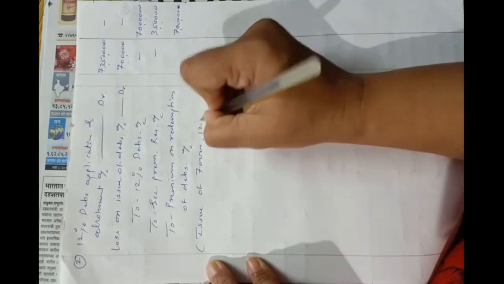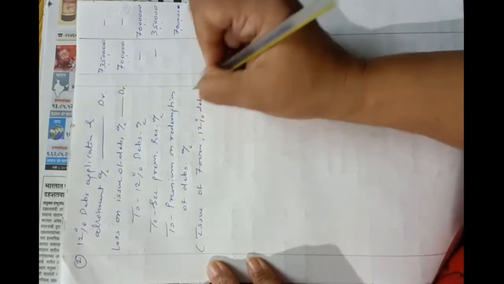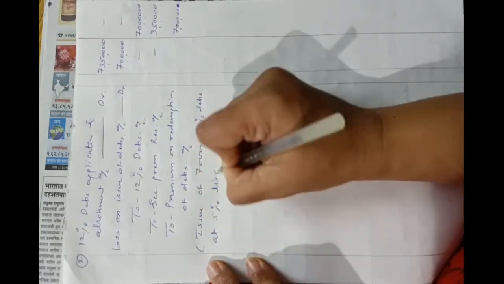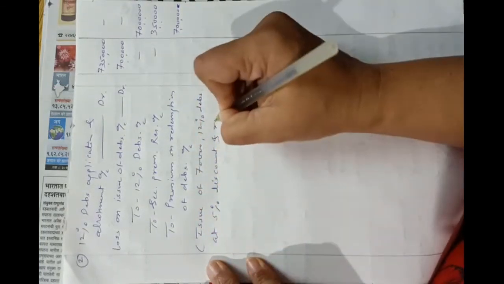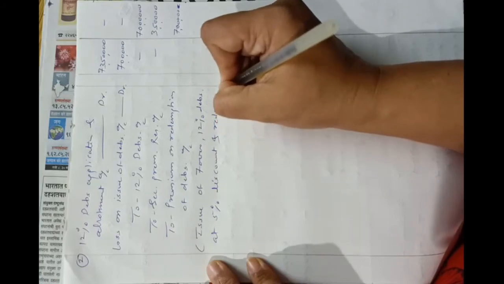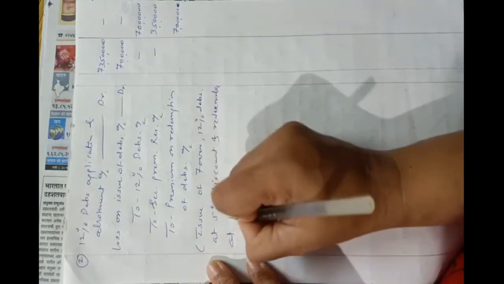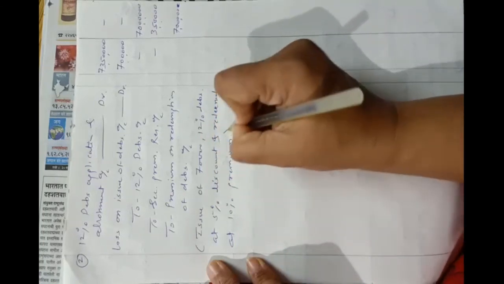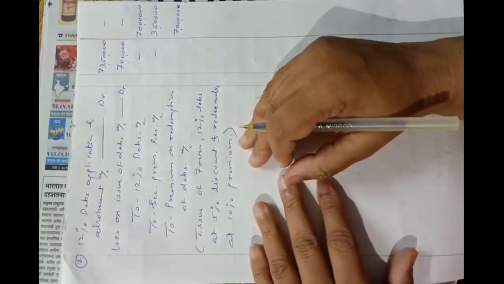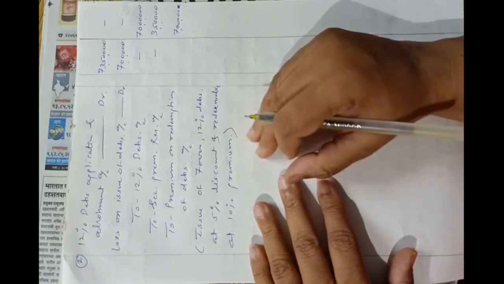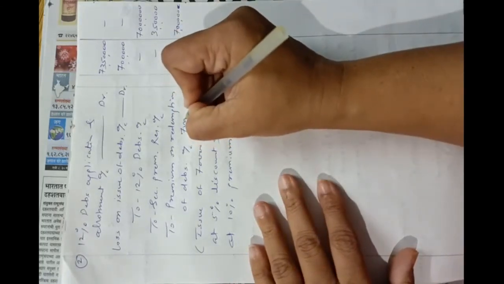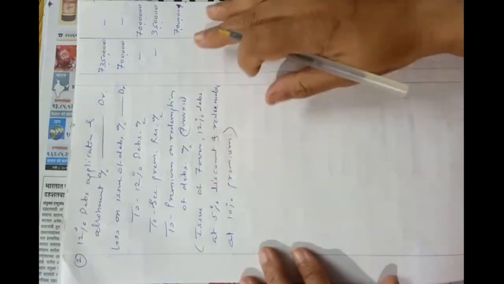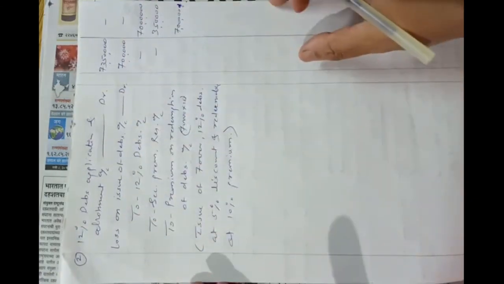70,000 12% debentures at 5% premium and redeemable at 10% premium. 10% means 10 rupees each per debenture. So 70,000 debentures into 10 rupees, that is 7 lakhs. Okay, 7 lakhs is the premium which is debited to loss on issue of debentures account.